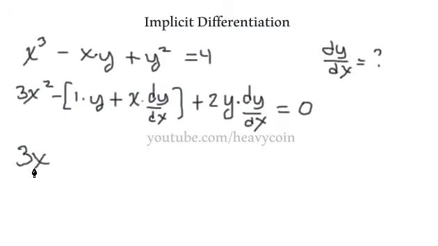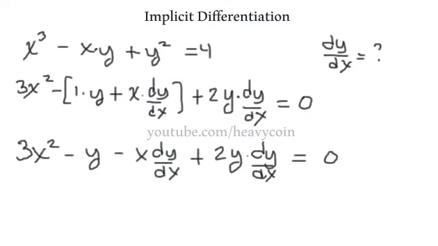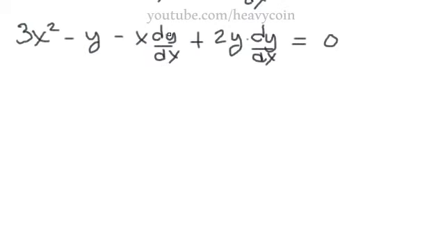So we have 3x squared minus y, distributing this across, minus x dy over dx plus 2y times dy over dx is equal to 0. So now what we're going to do is we're going to get this 3x squared and this minus y. We're going to take it over to the right hand side of the equal sign. And I'm going to rewrite these guys here.